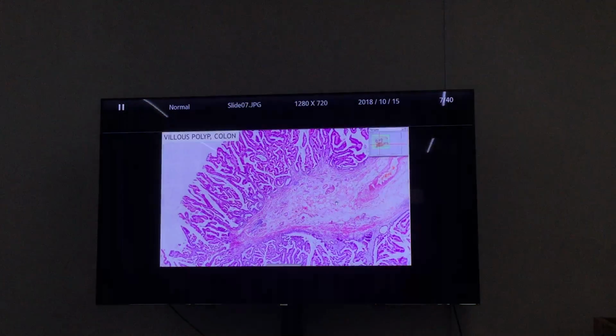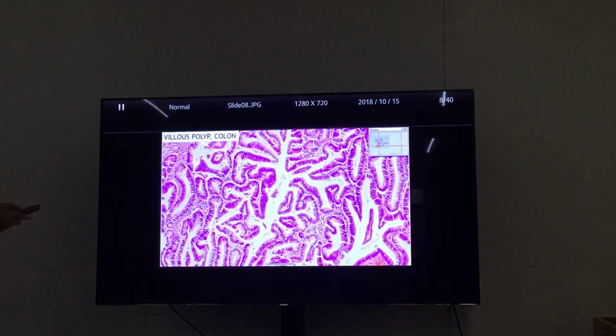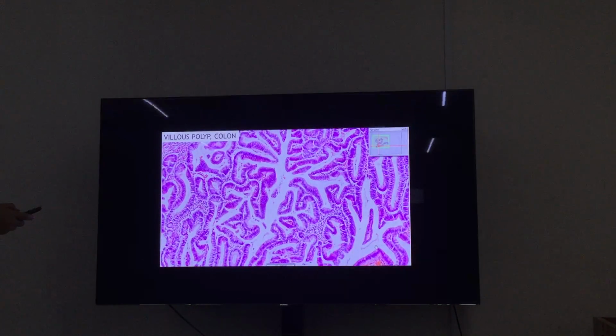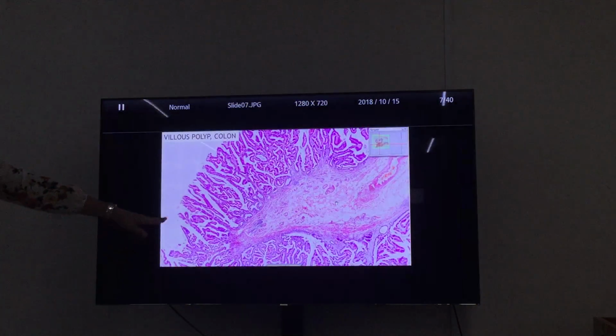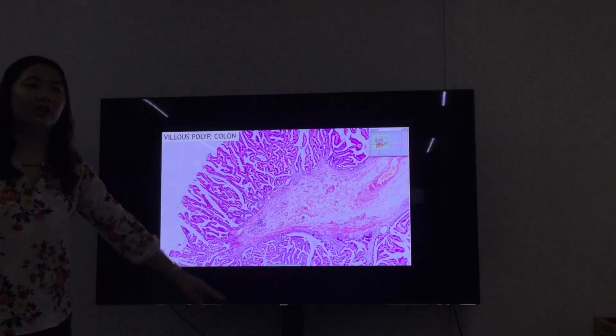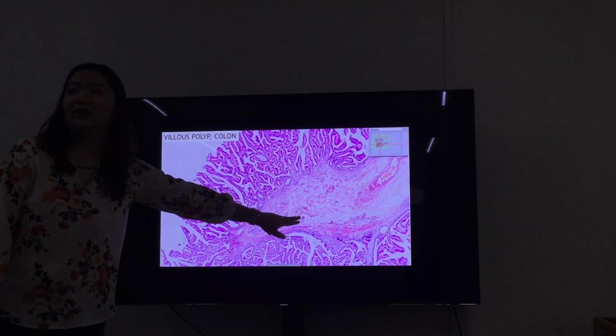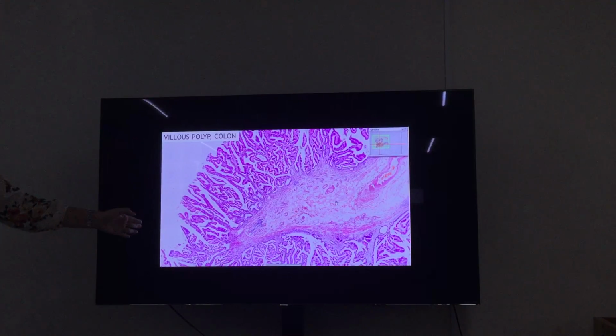Okay? So, eto, venous polyp, you can see venous projection. Tapos na yan. So, we'll go directly. Okay? Look at this. There's a proliferation of your glands, but there's no stromal invasion or invasion to the stalk. So that's benign. So now what happens when there is carcinoma?